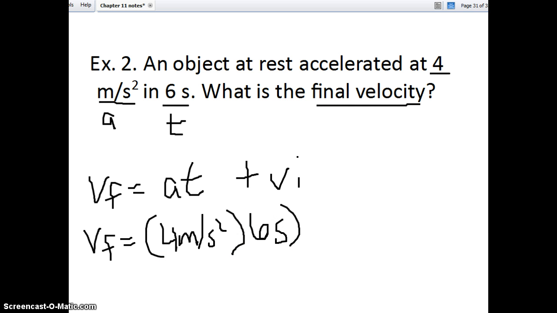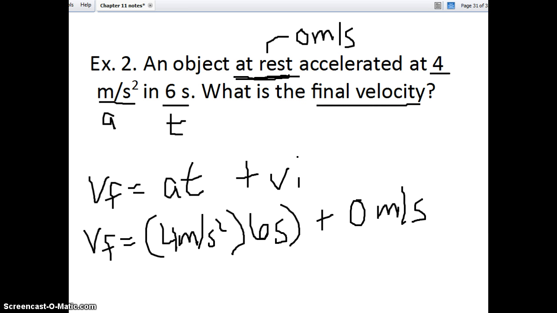And now we don't have a Vi, but it is in there, just might not see it. If it says an object at rest, that means it started at 0. So that means it started at 0 meters per second. So that's our Vi. And so 4 times 6 is equal to 24, and the seconds cancel out. And so we're left with 24 meters per second.